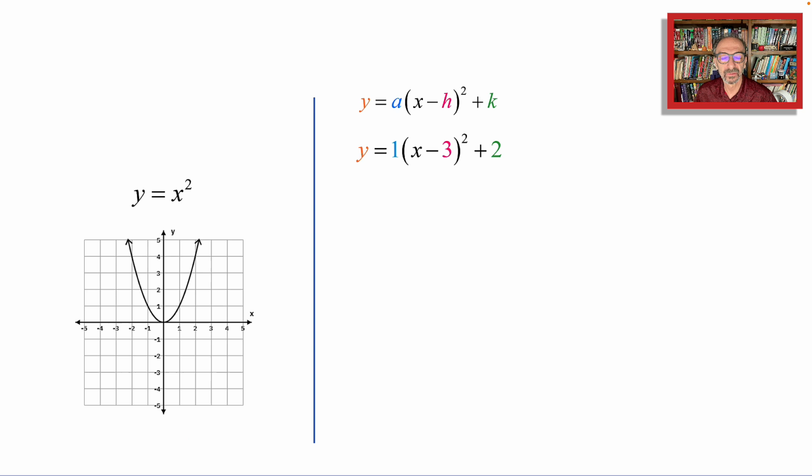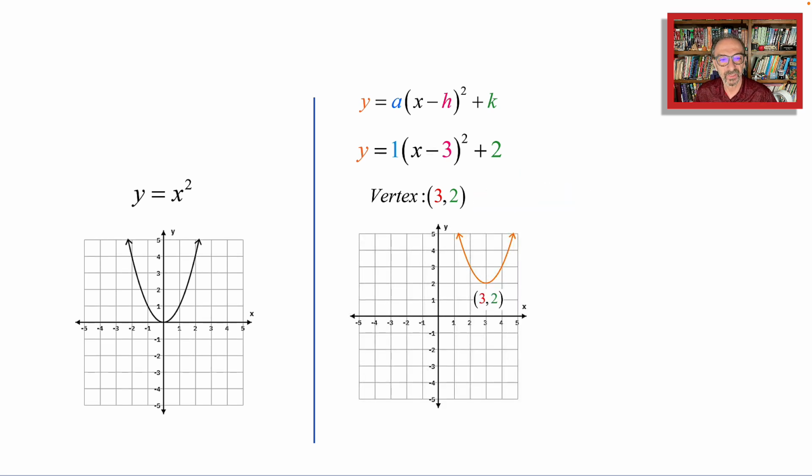I'm going to use a equals 1, so there is no vertical stretch. And h equals 3, that means we're going to go 3 units to the right. And k equals 2, that means we're going to go up 2. So the graph will end up the following. The vertex will be 3 and 2, which is h and k. That's the vertex. And the graph will be as follows.